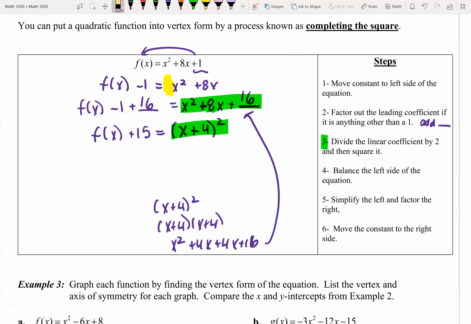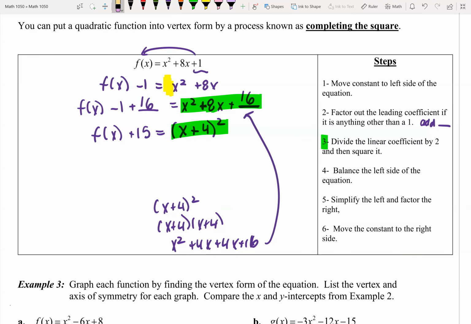You guys, do you see how the x's line up? But do you see how those are opposite? So your h is not 4. Your h would be, can you tell me? Negative 4. Your value of k is negative 15. So your vertex would be negative 4, negative 15. Your axis of symmetry would be x equals negative 4.